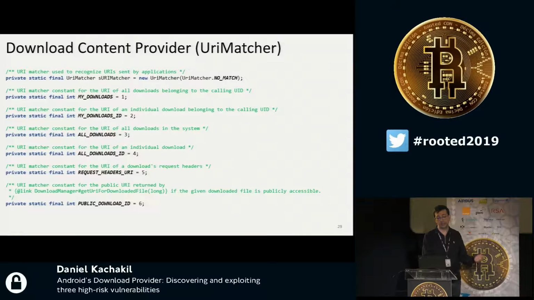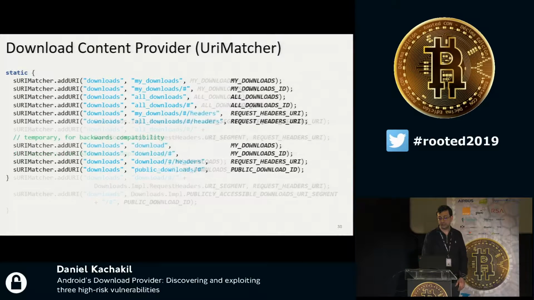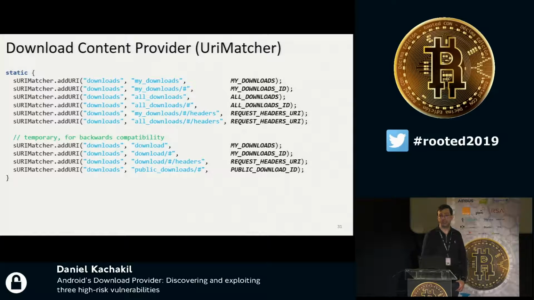Then the number of constants have been described here. My downloads, my all downloads ID. Then we also have a segment which is later on added to other URIs, that is for the headers, and then we also have public downloads and ID. This is the way it shows in the code, and if we replace the constants, this is what you get: my downloads ID, all downloads ID, etc.